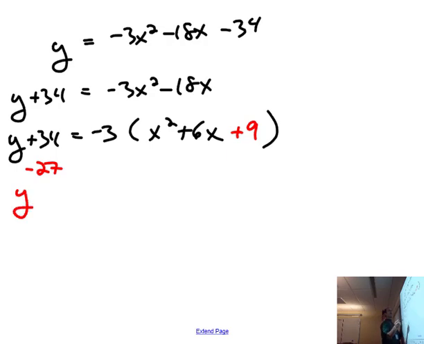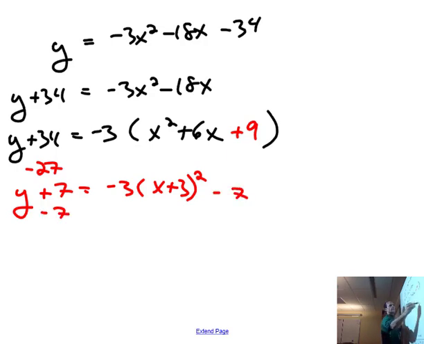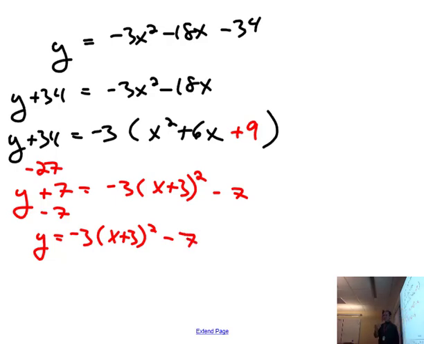So now we have y plus 7 is equal to negative 3 times x plus 3 times x plus 3. Now I can just go ahead and subtract my 7 from both sides. It's the same thing that I did on the last slide. It's just I did it all on the right-hand side. See how I added the 27? Instead of subtracting 27 from the left, I added it to the right, because that's what I ended up having to do here anyway. Does that make sense?